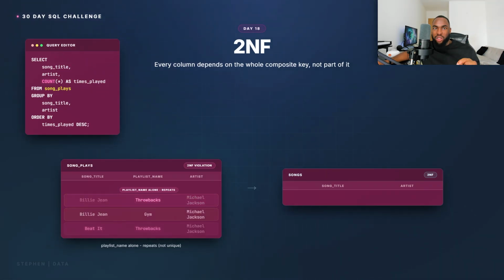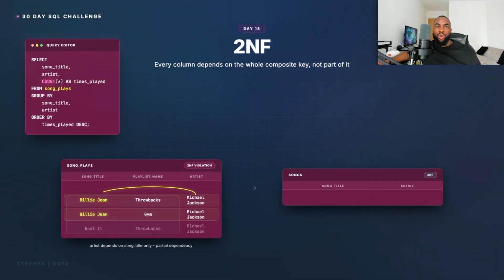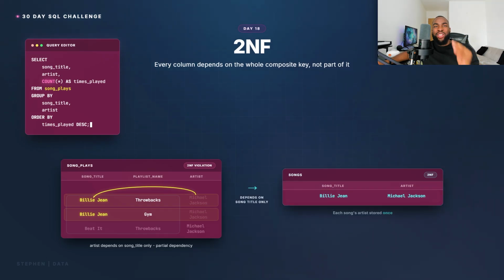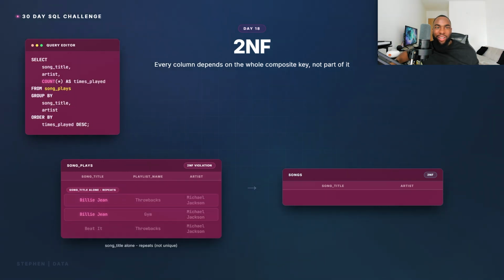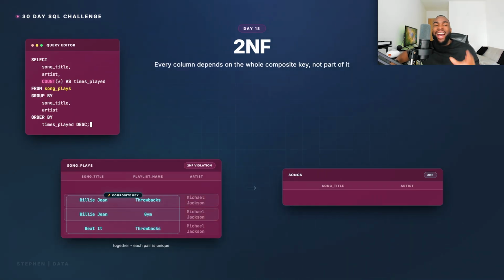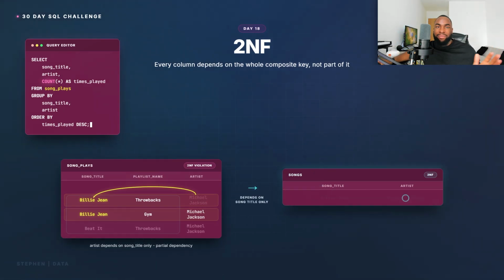I say that for a reason, and that's because this actually violates second normal form. So what is second normal form? Second normal form means that every single column must depend on the whole key. It can't depend on a part of it. It can't depend on 50% of the composite key. It can't depend on 70% of the composite key. It has to depend on 100% of it, the whole key.